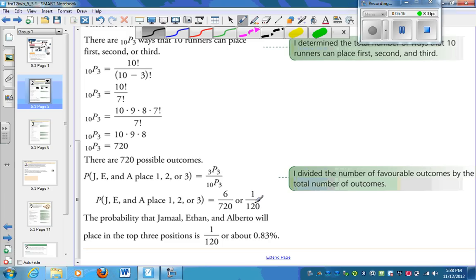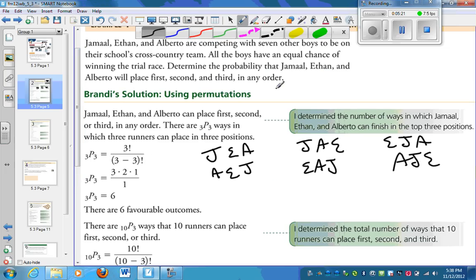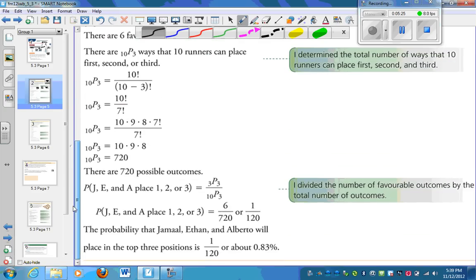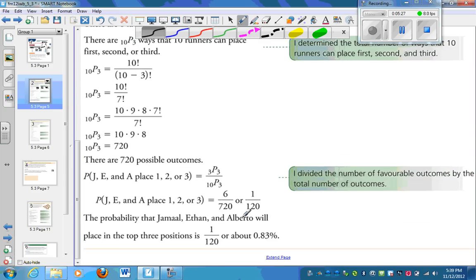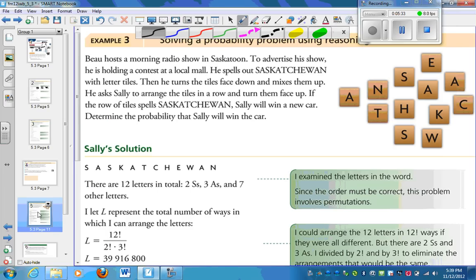Well, for me personally, I would have used combinations because the question said in any order. So I would have done combinations. And I like working with 1/120th more than I like working with 6/720ths personally. Okay, let's look at another problem.